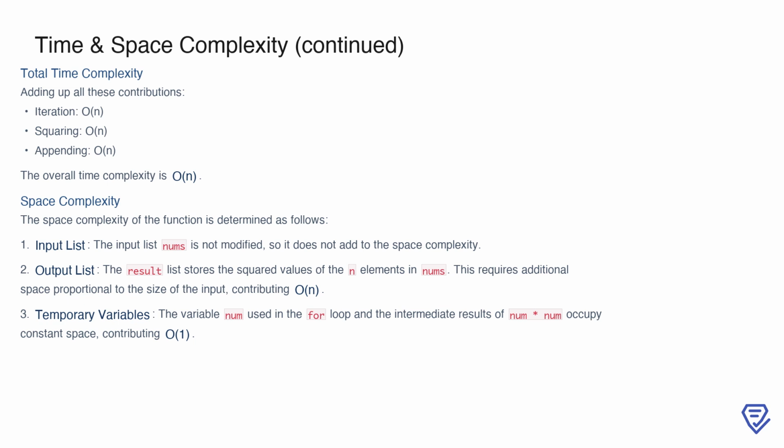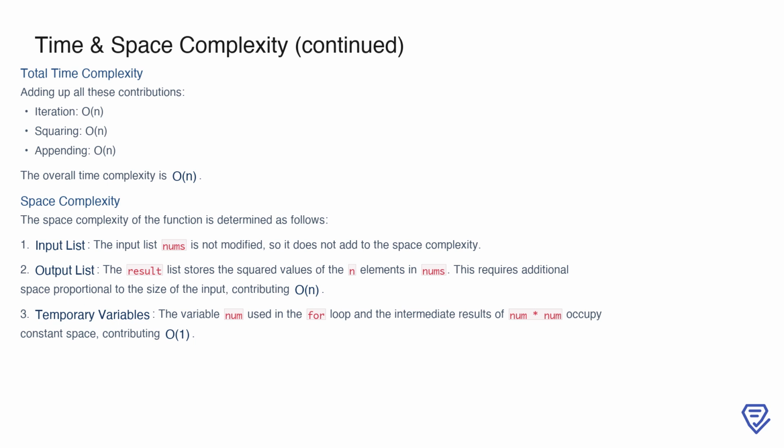Shifting to the space complexity, the input list nums remains unmodified throughout the function, so it does not add to the space complexity. The result list, which stores the squared values, requires additional space proportional to the size of the input list. Since there are n elements to store, this contributes O(n). Lastly, the temporary variables used in the loop, such as number and the intermediate results of number ** number, occupy constant space, or O(1).